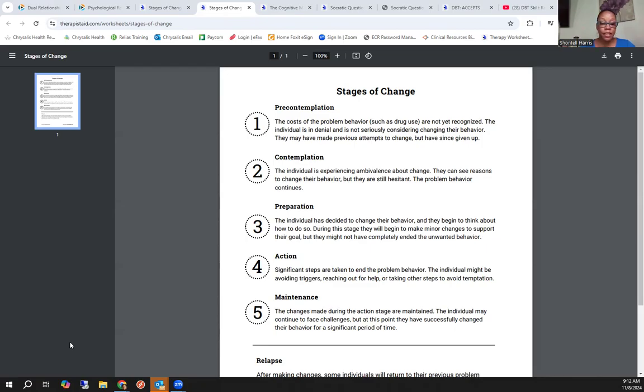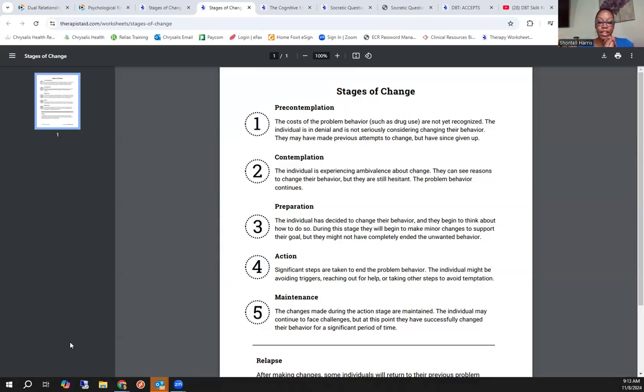Preparation phase. The individual has decided to change their behavior and they begin to think about how to do it. Remember, we just did that whole little scenario where you learn how to process through things. It's hard. It's going to be hard for me to adjust to not reacting to stuff the way I'm normally used to reacting to it. You know what I'm saying? We're creatures of habit, so that's normal.